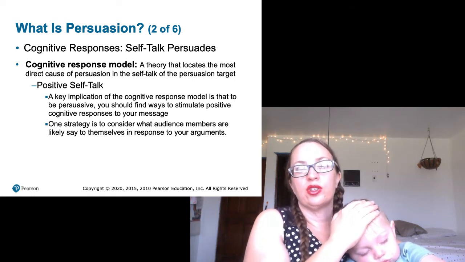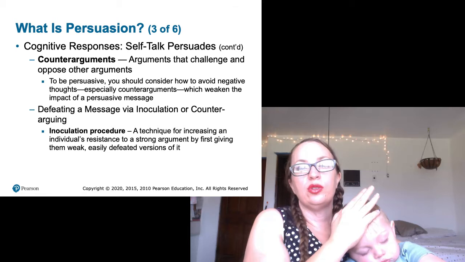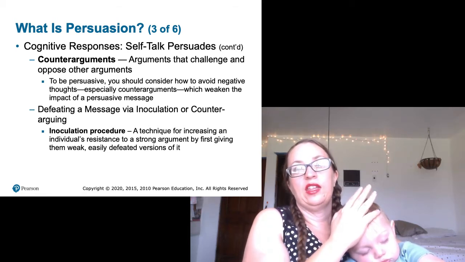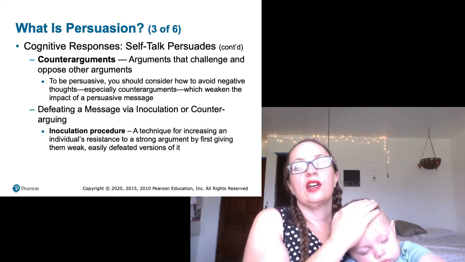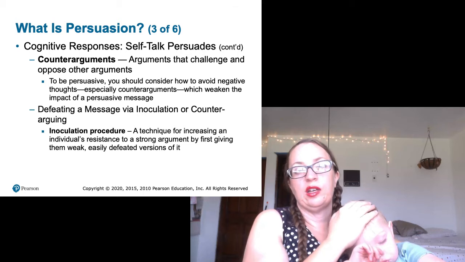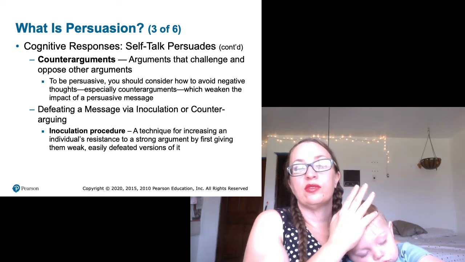Then we have counter-arguments. A counter-argument challenges and opposes other arguments. So if you're trying to persuade someone, you should do all that you can to reduce the effectiveness of counter-arguments. Counter-arguments can diffuse persuasion and limit persuasion attempts. There are several effective techniques that can be used to reduce the likelihood of the other person generating a counter-argument.